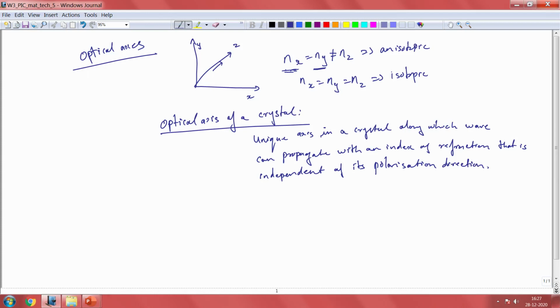Alright, so this is how we define the optical axis of a crystal. It has to be a unique axis in a crystal along which the wave can propagate with an index that is independent of its polarization direction. So, this is how we define an optical axis.